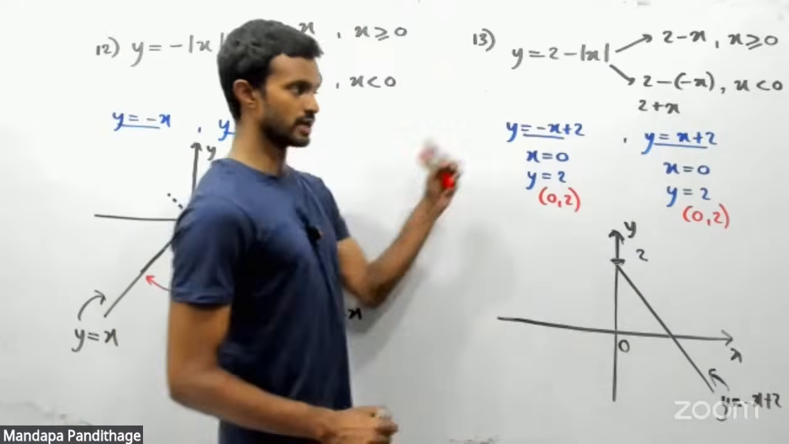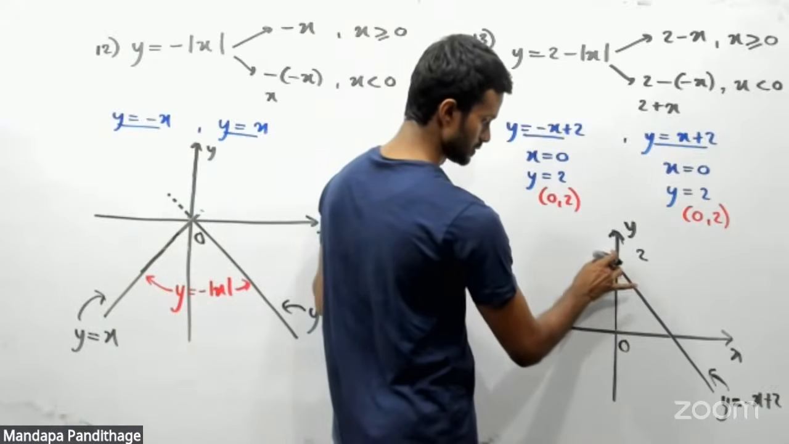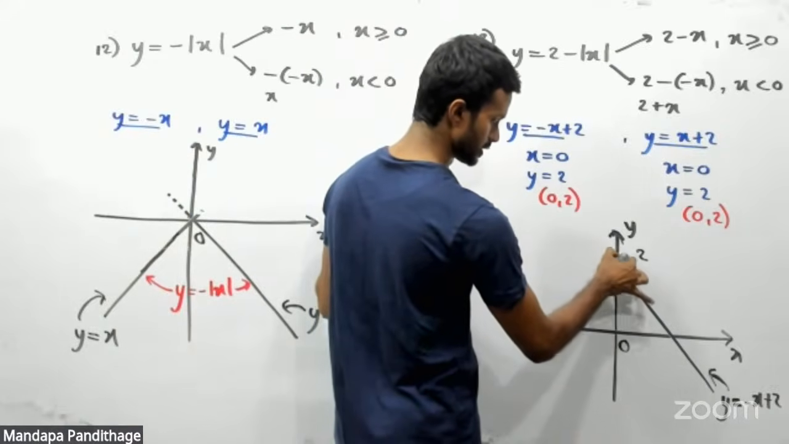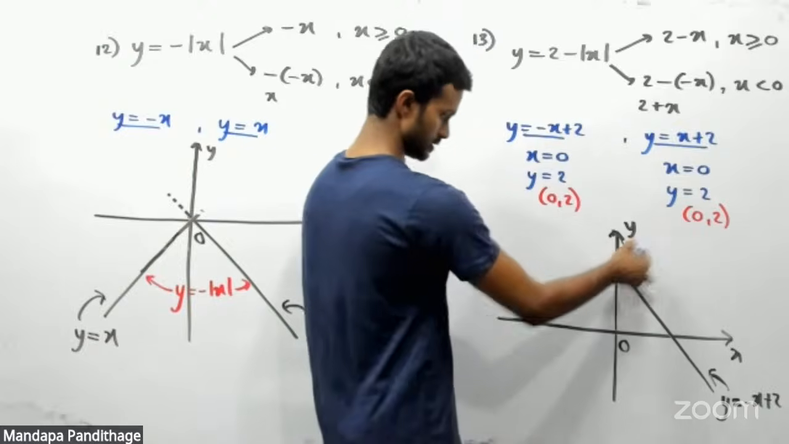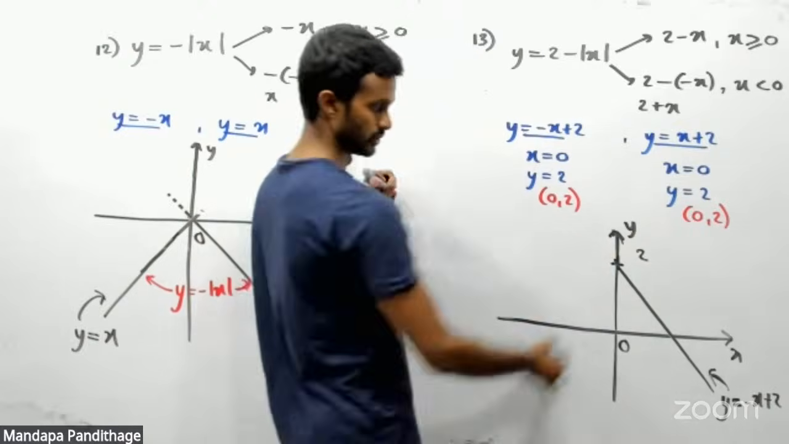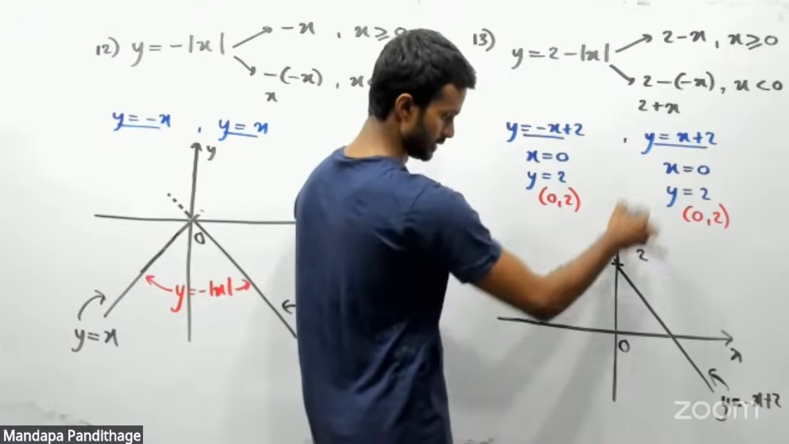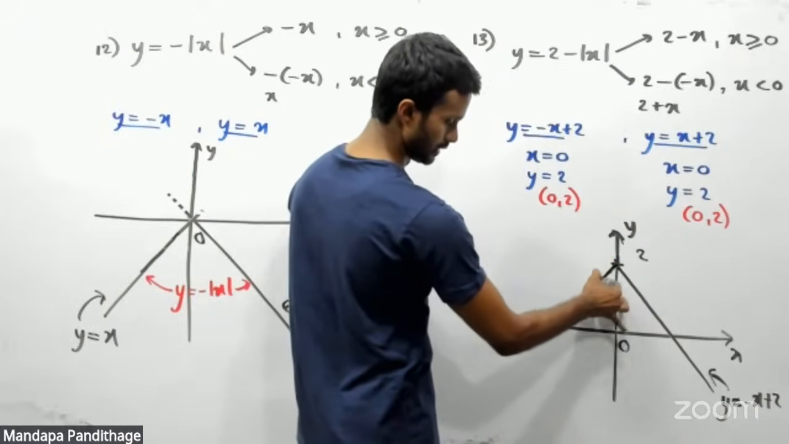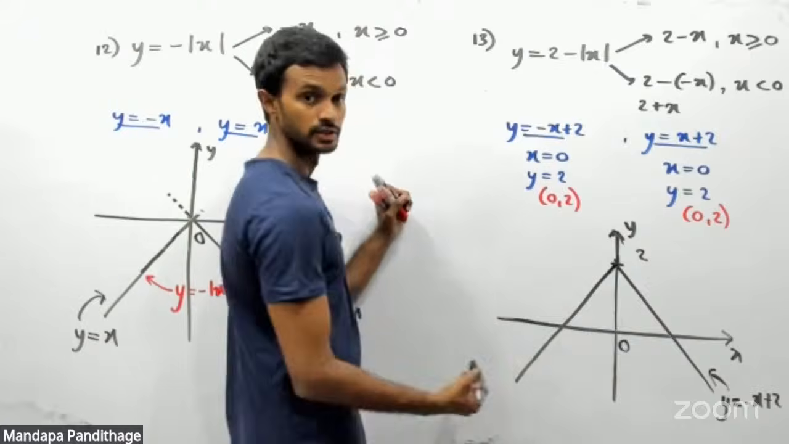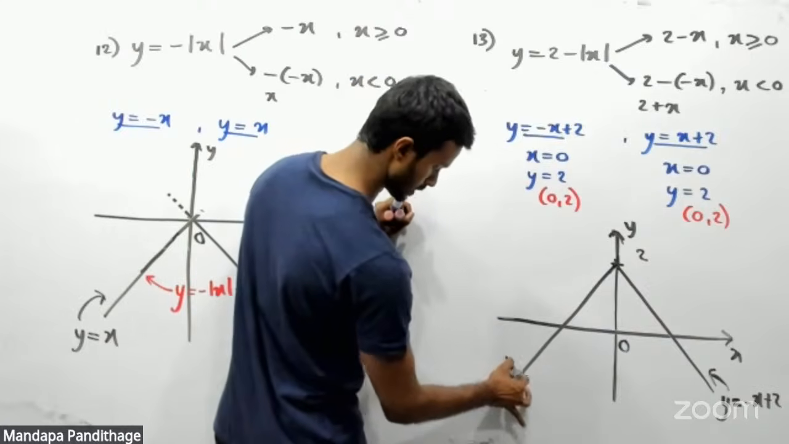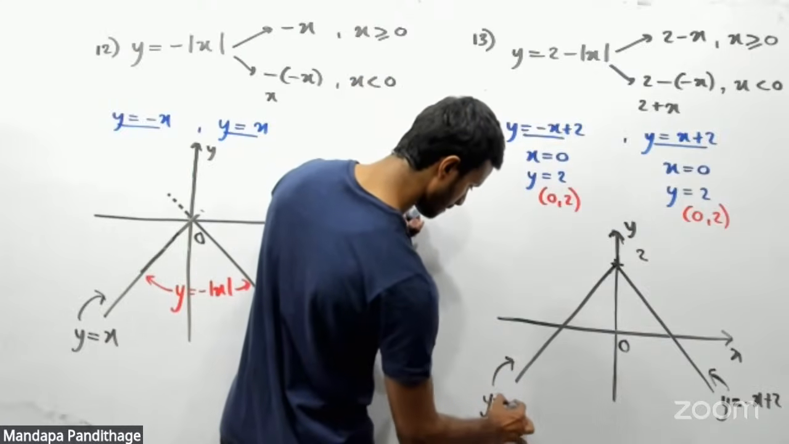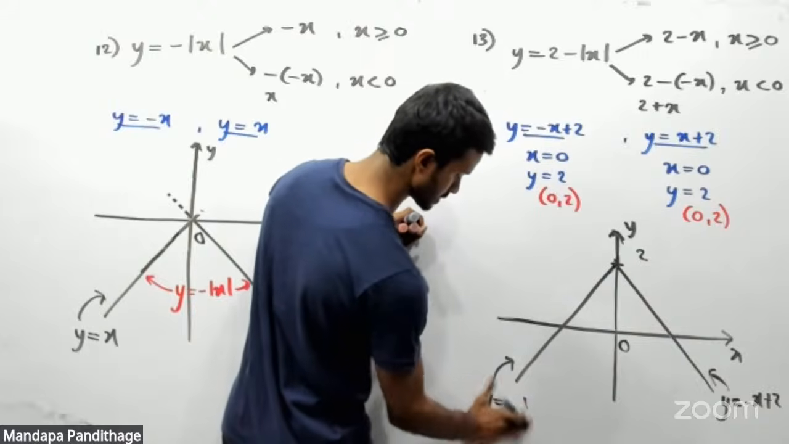Even here, y equals x plus 2, the straight line that is going through this point with a gradient plus 1, so it is in this way. But I know this is only valid when x is less than 0. So this is y equals x plus 2.